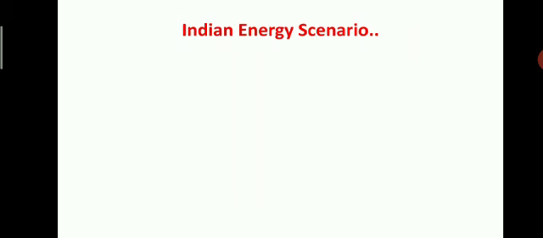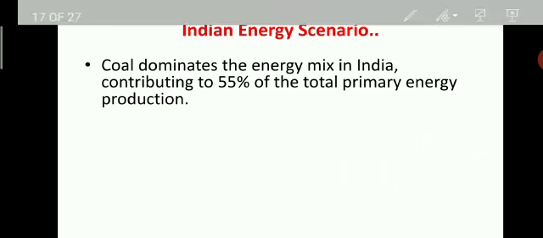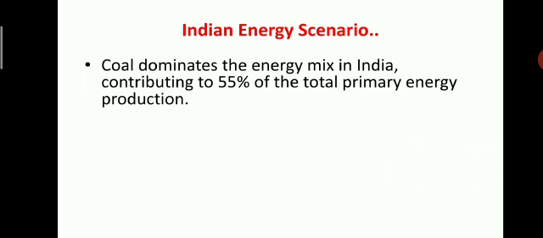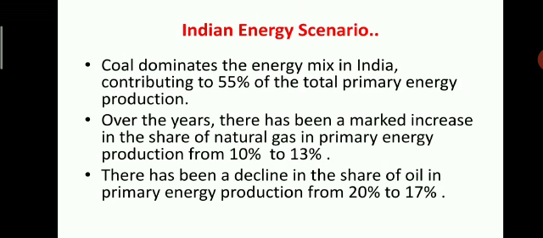Let us see the Indian energy scenario. India is treated as a developing country. Coal dominates the energy mix in India, contributing 55% of the total primary energy production. So coal is a very important energy source in India. Most of the power plants in India are running on coal. Over the years, there has been a marked increase in the share of natural gas in the primary production from 10% to 13%. There has been a decline in the share of oil in primary energy production, from 20% to 17%.